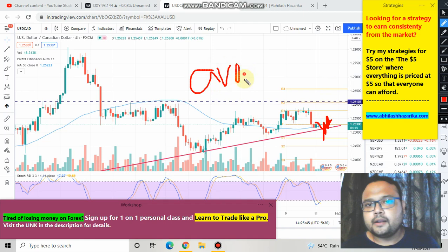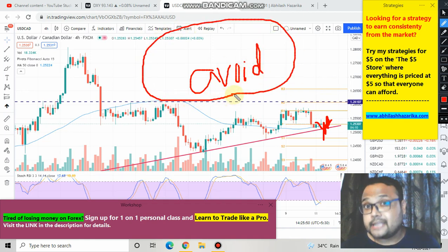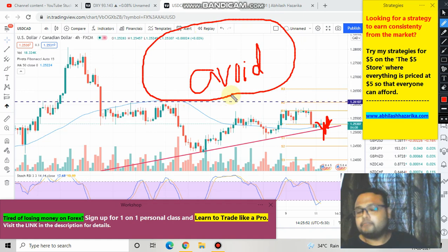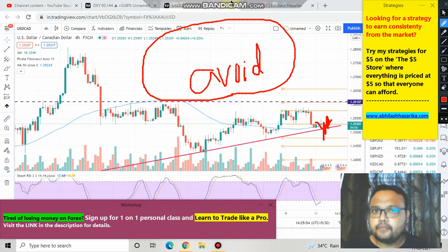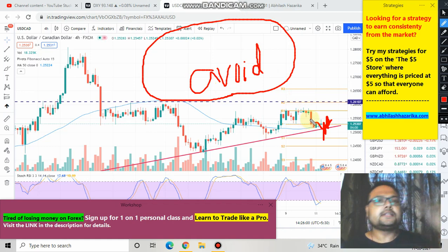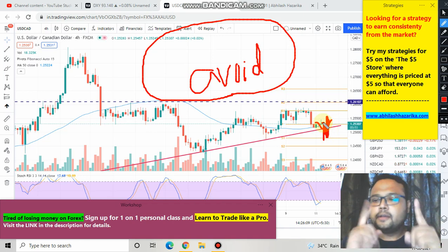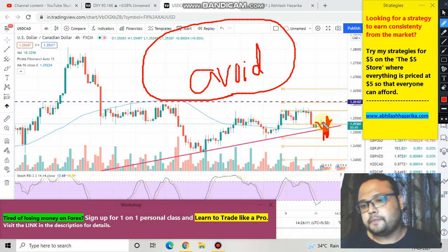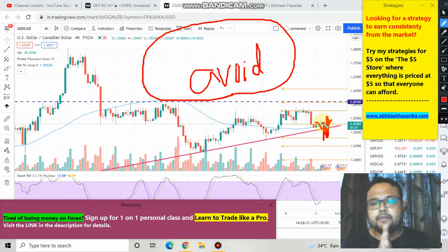If you are a beginner, if you cannot afford to lose any money right now, then you should avoid USD CAD chart right now. And if you want to still take a trade, if you love USD CAD, then if dollar index forms a red candle, if there is a trend reversal on US dollar, then you can think about taking a short position on USD CAD. Otherwise, if you are a beginner, new trader, please avoid USD CAD right now. So this is it. Hopefully you've understood.